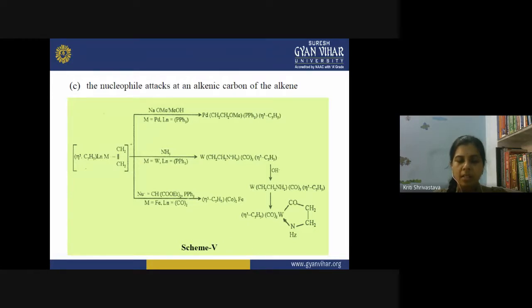So all these reactions are very important in case of metal alkene complexes, and you should write all these reactions in your notebook in order to remember them. So it should be a general practice whenever you are attending a class, you should take a notebook and write down all the reactions that are going to be displayed on the screen.